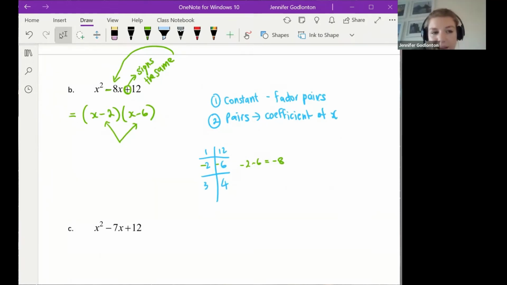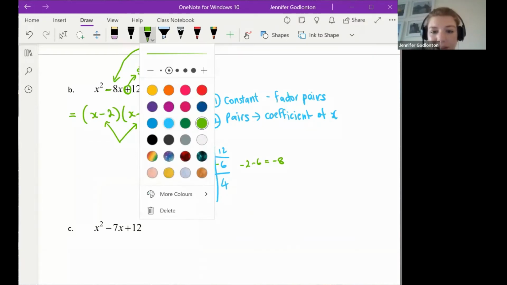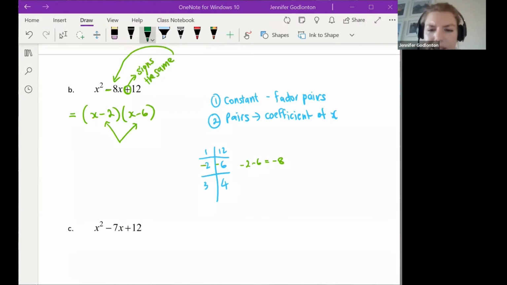So it's the same idea. And if I have a volunteer, let me know. If I don't have a volunteer, I would love to go back to an RT. So let me know if anyone's feeling confident enough to give me an answer for this one. Okay. Jordan, what is my answer here? Ma'am, is it x minus 3 and then x minus 4?